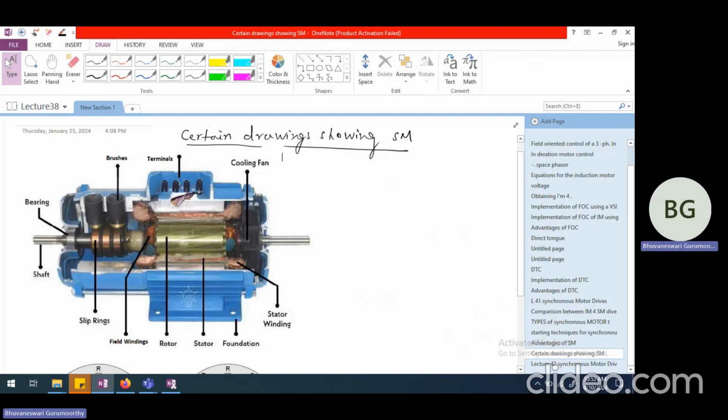These are actually the three phase R, Y, B or A, B, C phase and neutral terminals. And here is the cooling fan. We need the cooling fan for cooling the inside of the synchronous machine, which can involve either the stator winding and the stator core itself. So the cooling is done by the fan.